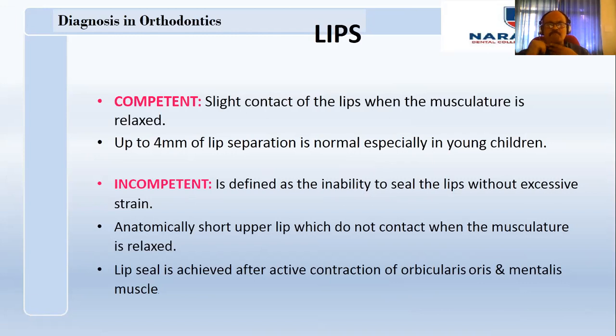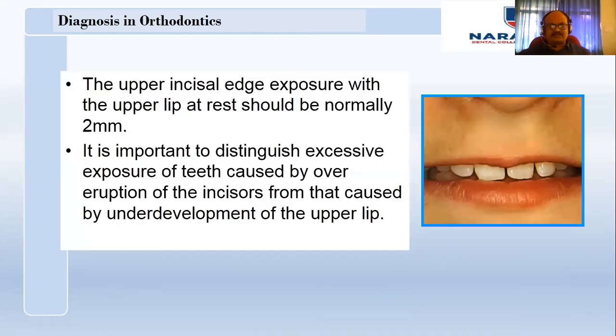And what is this called? When you see a strained appearance, it is called puckering of the skin. This is very clearly prominent in class 2 patients due to the proclination of the incisors. You can see the puckering of the skin.